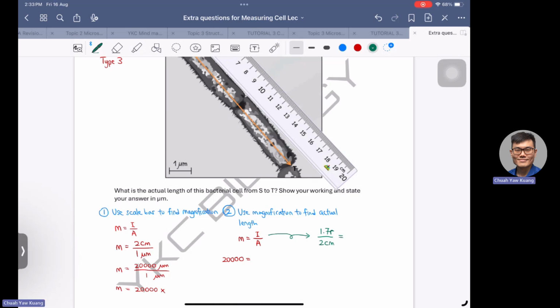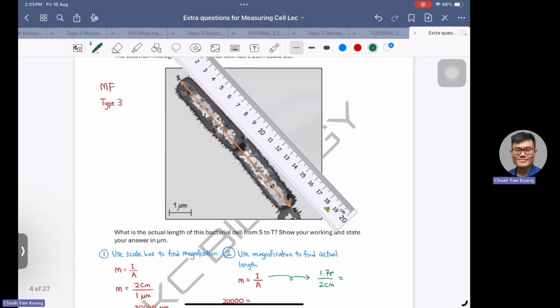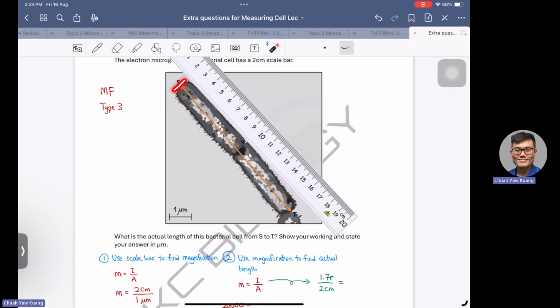And then it will be equal to the measurement of the whole bacterial cell from S to T. When I use my physical ruler to measure from S to T, I find out that it is 13 cm. So that's why I will put 13 R. And then this 13 cm on my physical ruler is equal to what length? That is the thing that we want to figure out. That is the actual image size of the bacteria that we want to find.